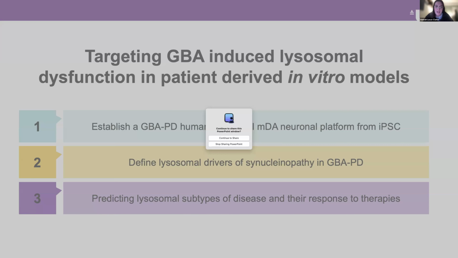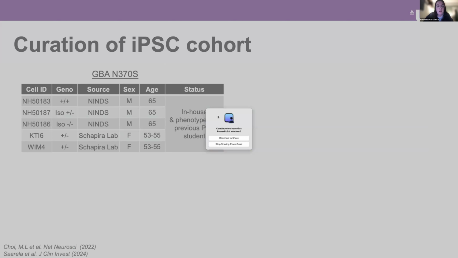I've got three aims. The first aim is to try and establish a midbrain platform from iPSCs and then use that to have a look at aggregation. My third aim is slightly separate. From that, we're going to try and see if we can predict therapy and predict progression based on lysosomal phenotypes in a dish. First of all, focusing on the first aim, most of my time at the moment has been spent curating the iPSC cohort.